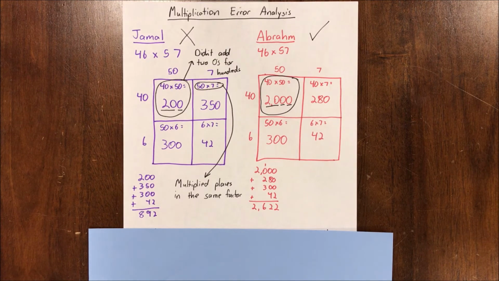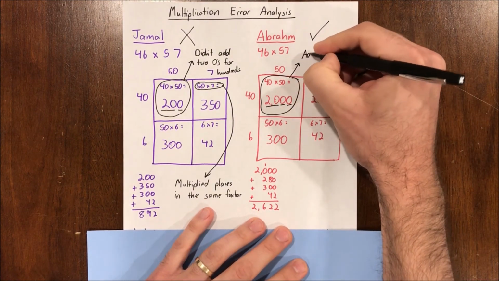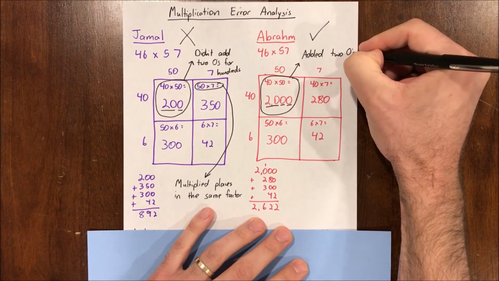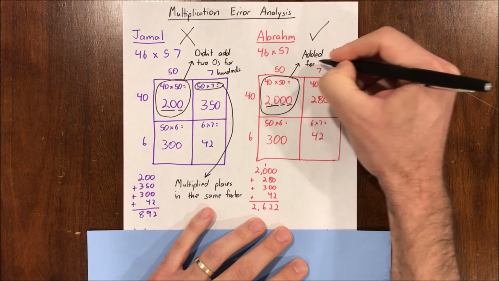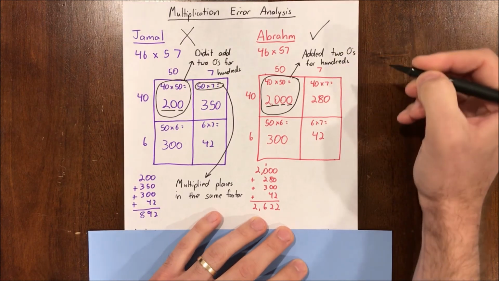Okay, what do you think he was thinking when he did this? Go ahead and say it out loud. Yeah, I bet he was thinking that tens times tens are hundreds. So I have to add 2 zeros to my basic fact to show that place value. Let's make a note of that. Abram added 2 zeros for his hundreds that he got. Great.